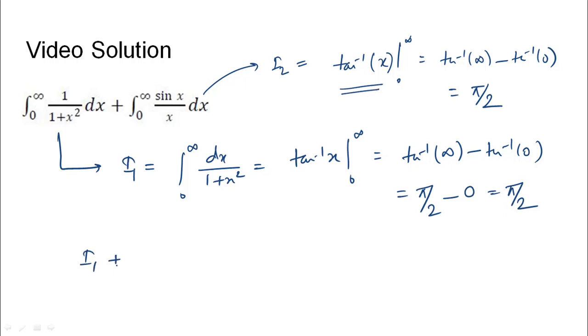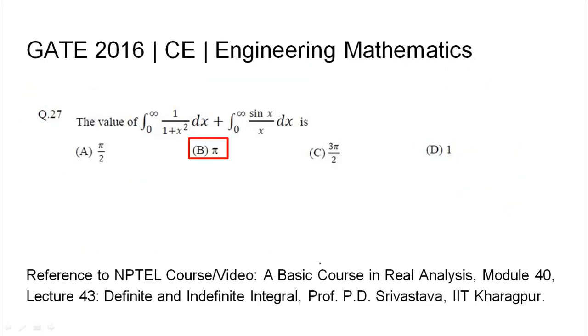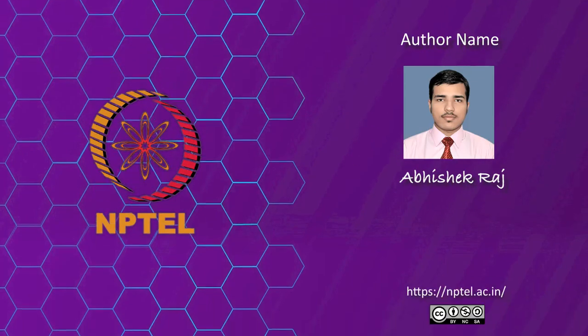So I1 plus I2 can be written as pi by 2 plus pi by 2, which would give the overall integral as pi. So the value of the sum of the two integrals was obtained as pi, which is option B. The relevant NPTEL reference has been mentioned.